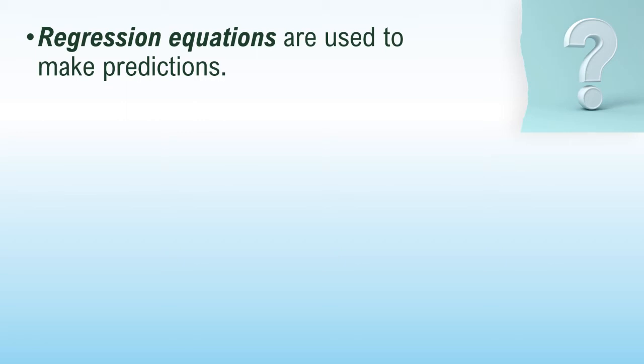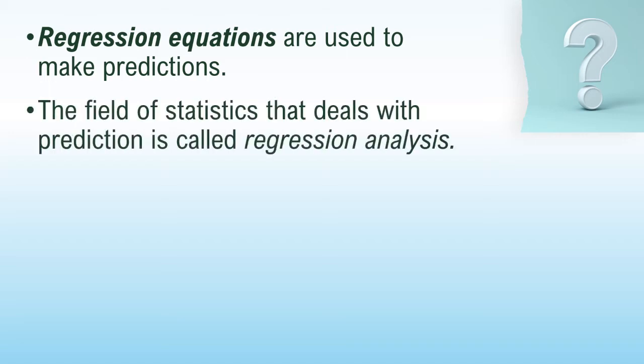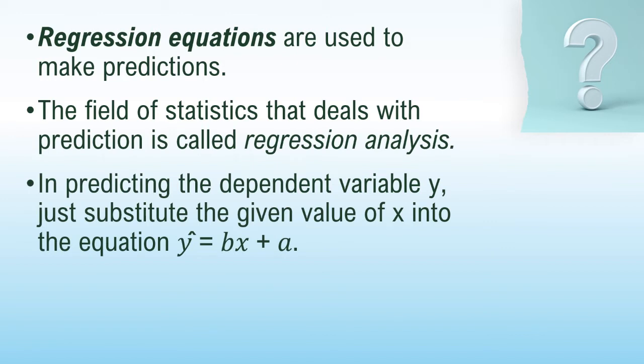In our previous discussion, we have learned that regression equations are used to make predictions. So basically, for this lesson, we are going to use regression equations to predict the values of dependent variables. The field of statistics that deals with prediction is called regression analysis. In predicting the dependent variable y, just substitute the value of x in the equation y hat equals bx plus a. Let us consider this example.